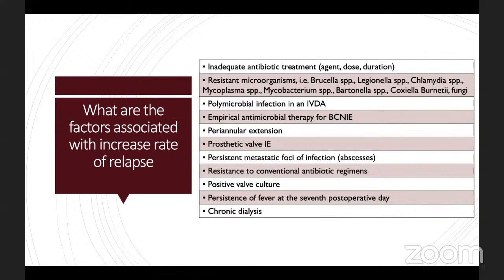Or the patient has polymicrobial infection, is an IV drug abuser, or has periannular extension, prosthetic valve endocarditis, persistent metastatic foci of infection, abscess, resistance to conventional antibiotic regimen, positive valve culture, persistence of fever at the 7th postoperative day, and chronic dialysis.